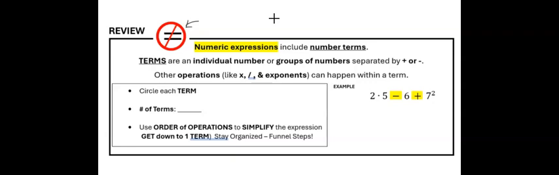Numeric expressions include number terms. Remember, terms are an individual number or group of numbers, and they're separated by a plus or minus sign. Other operations like multiplication, division, and exponents can happen within a term. So we're looking at an example right here. This is an example of a numeric expression. It's got terms that are separated by these plus and minus signs that are highlighted here.